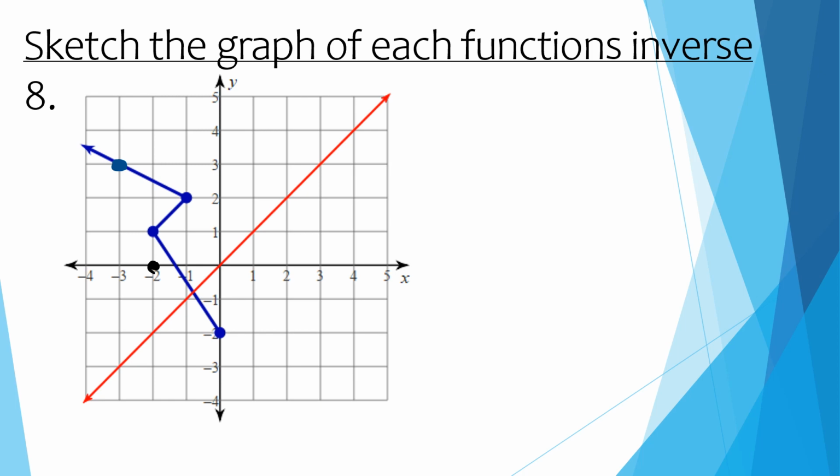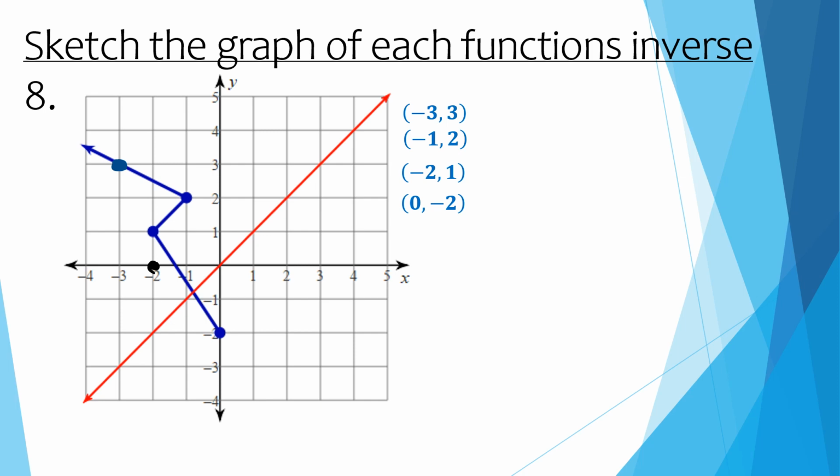Our last example to do together is example 8. This one's a little bit different because it's not a typical function. It actually isn't a function. It doesn't pass the vertical line test. But we're going to use the points that we have that are definite points. So we have the point negative 3, 3. It then connects to the point negative 1, 2, which then connects to the point negative 2, 1, and lastly to the point 0, negative 2.